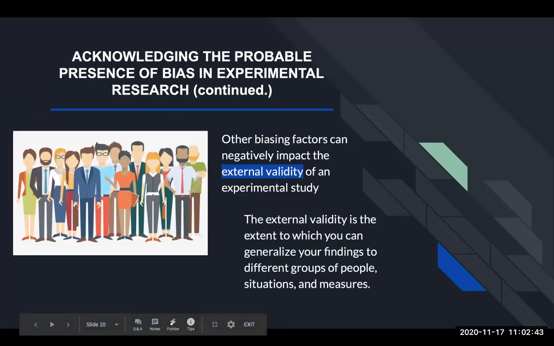Acknowledging the probable presence of bias in experimental research. Other biasing factors can negatively impact the external validity of an experimental study. The external validity is the extent to which you can generalize your findings to different groups of people, situations, and measures. This connects to my research topic about renewable energy in the United States.